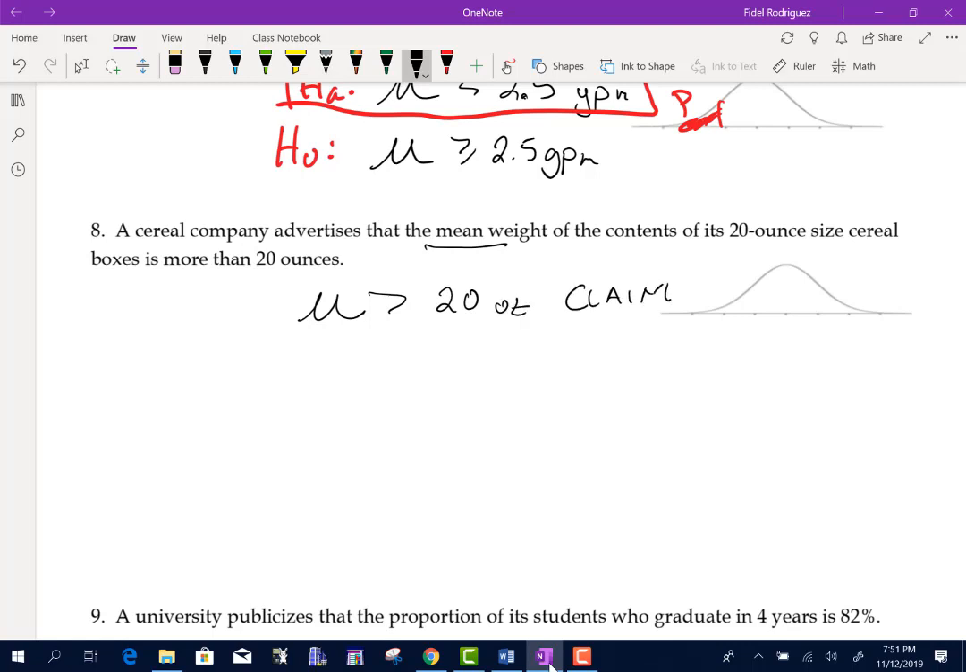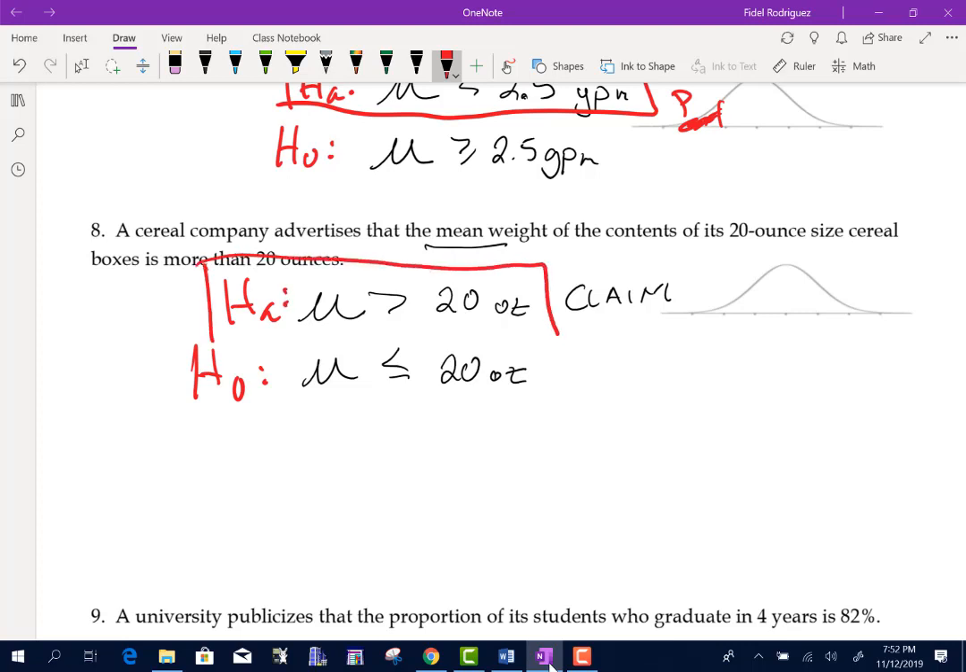Okay. So what's the opposite? What's the complement of saying something is greater than? Less than or equal to 20 ounces, right? Okay, y'all know which is the H0? The bottom one is our H0, okay. The top one's going to be our HA, okay. And so, guys, because we're looking at the alternate, which way does that arrow point? It's the right tail test.